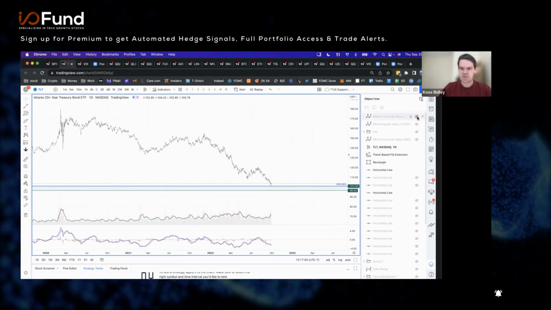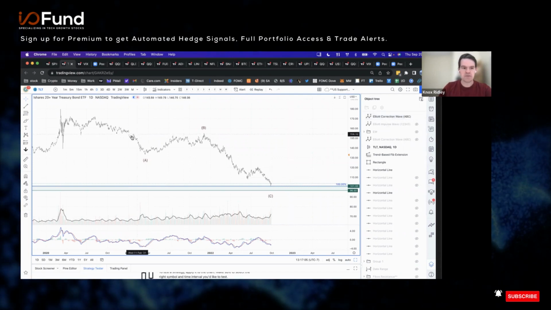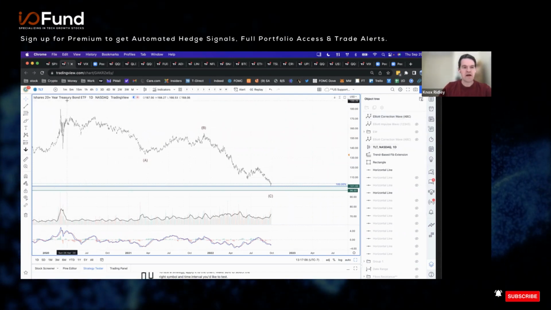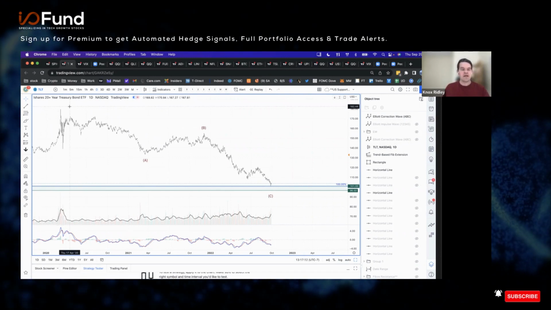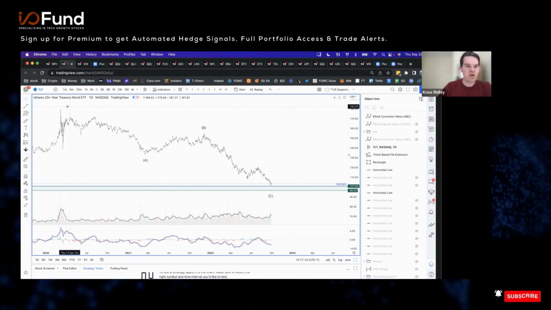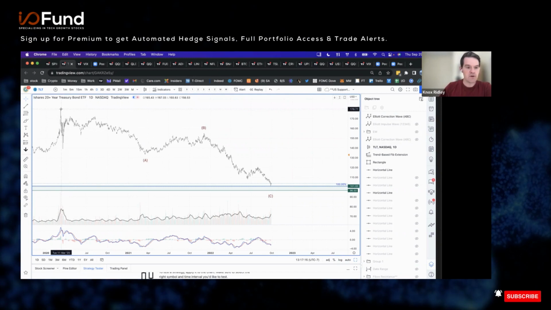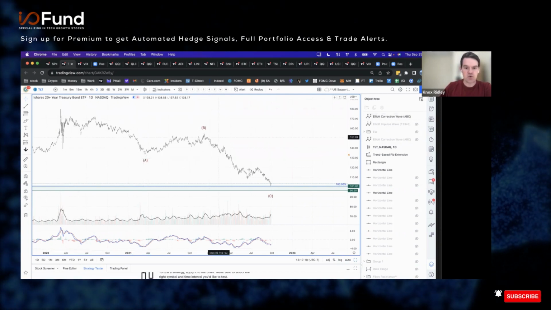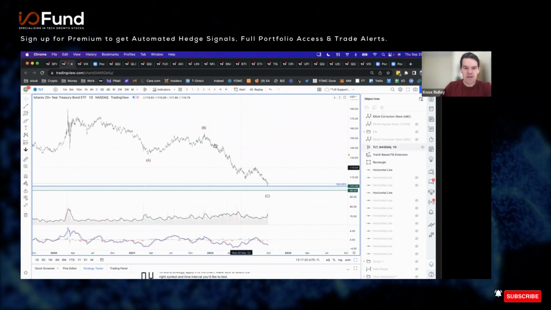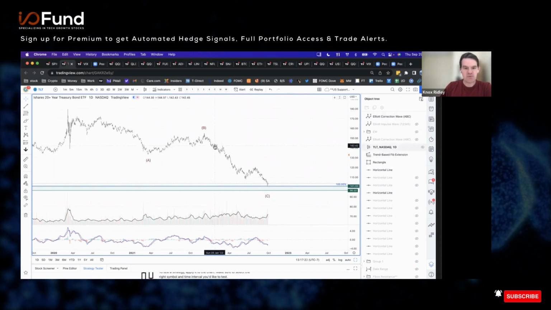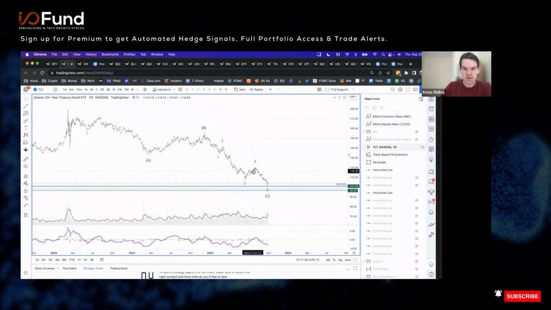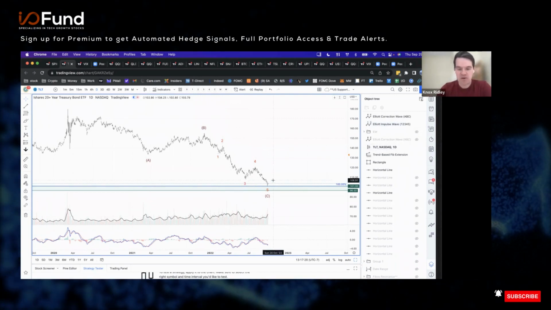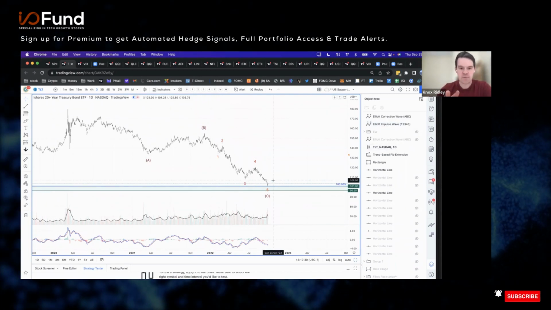So let me show you this pattern that's playing out. This is TLT, the iShares long dated bond ETF. And very clear three-wave pattern from the March 20 high, 1, 2, 3, right? And this final C wave, like we said before, is a five-wave move, a very clear five-wave move, 1, 2, 3, 4, 5. Now, we see these patterns play out all the time.